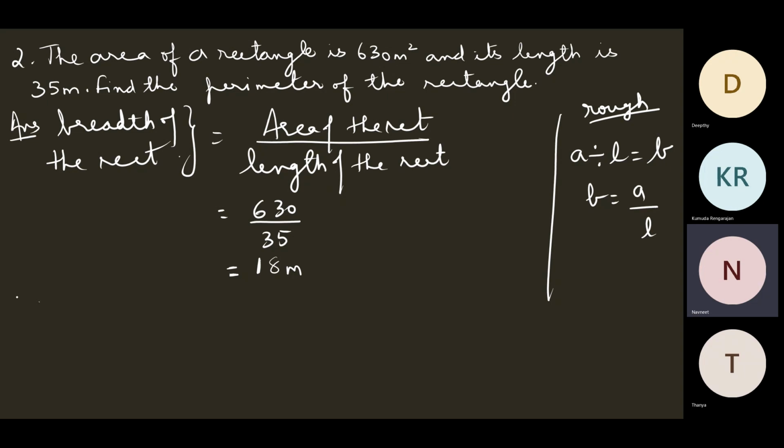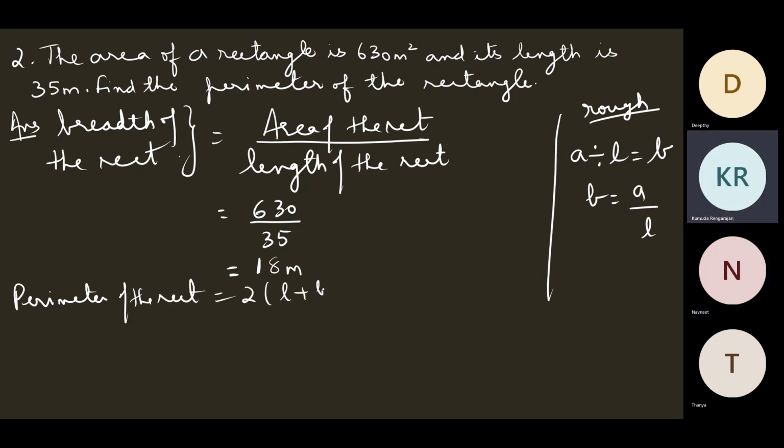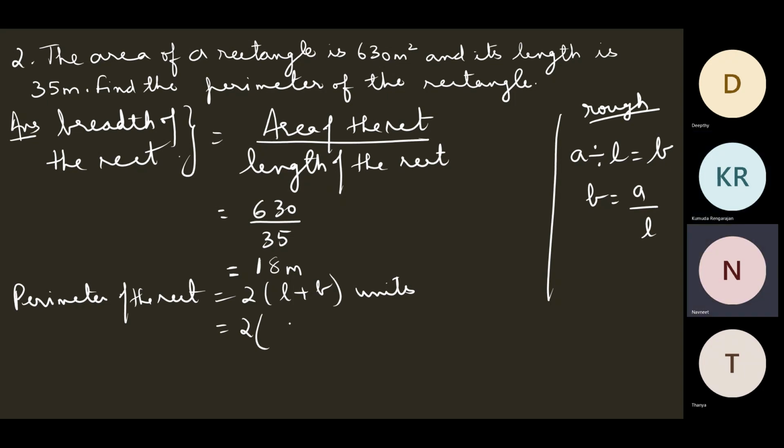Yeah, ma'am. Perimeter of the rectangle is equal to 2 into L plus B. 2 into L plus B what? Units or square units? Units. Okay, then what is L? 2 into 35 plus 18 is equal to 2 into 53.